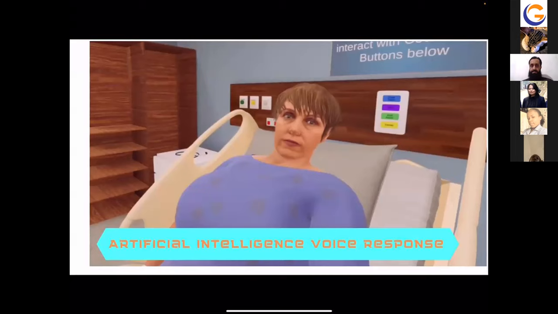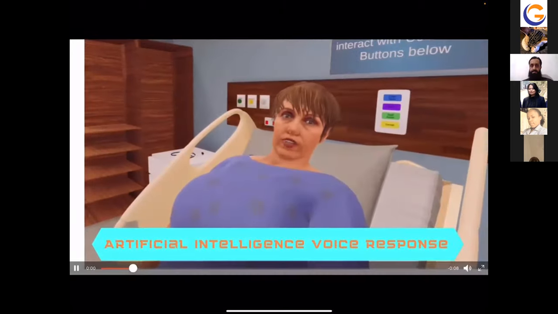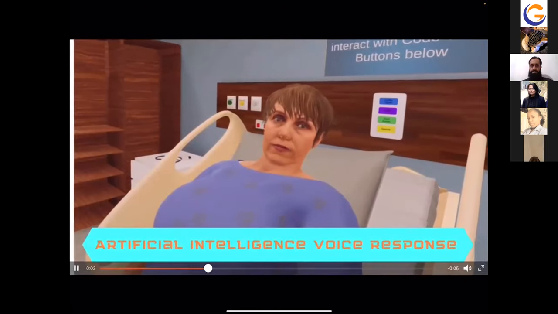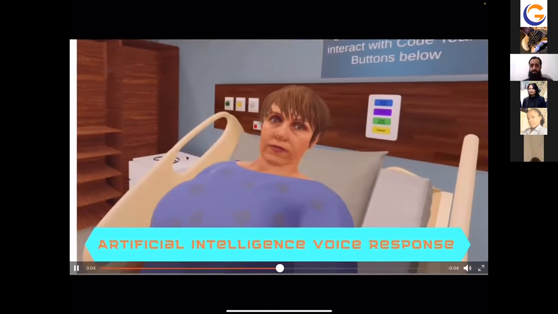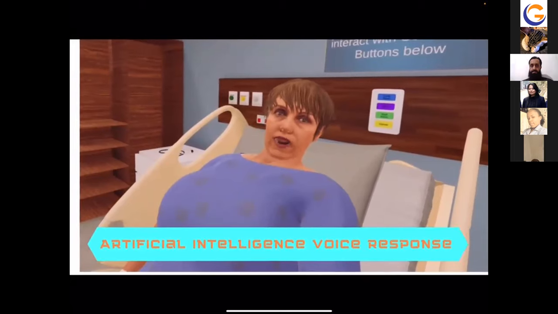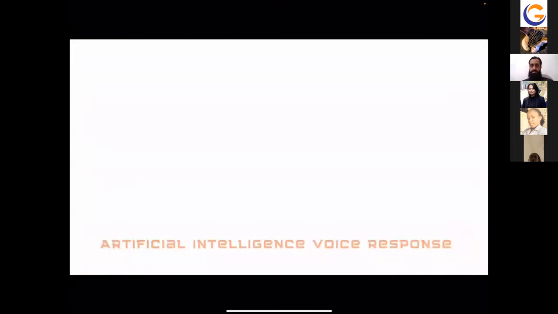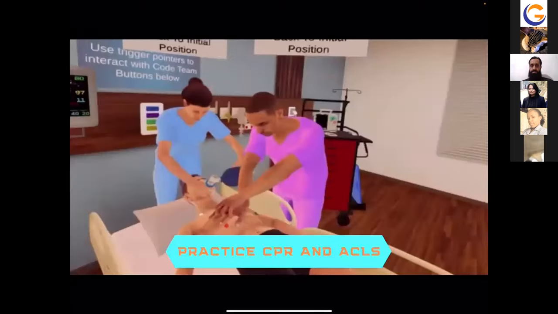Artificial intelligence and voice response are coming along. We've actually implemented that in our model at Smartly. So you can actually, in the VR environment, engage in conversation with the patient just as you would a real life patient. Susan, I don't think this video might play here, but there's an example of that where the person in my left arm doing the recording is asking the patient a question.